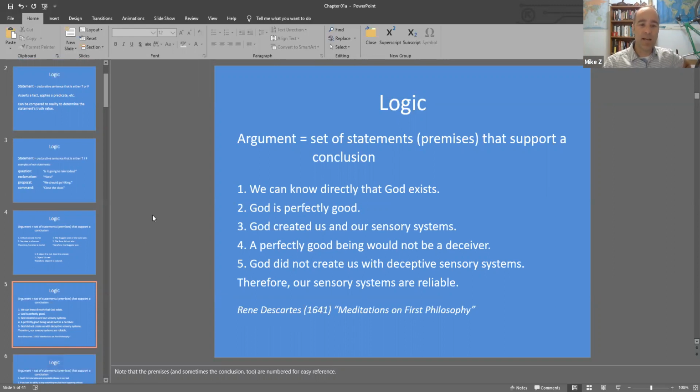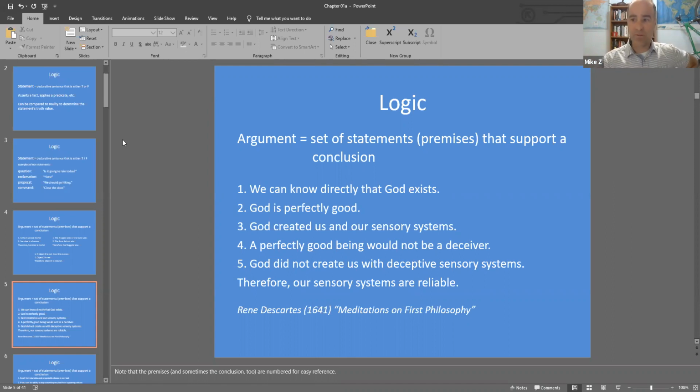And so you might recognize him as the person who said, I think, therefore I am. So the idea was that he's a thinking person. He knows that he exists because he's thinking, but then he's worried about whether his sensory systems are giving him accurate knowledge about the way the world really is. And so here's his famous argument for why our sensory systems are reliable.